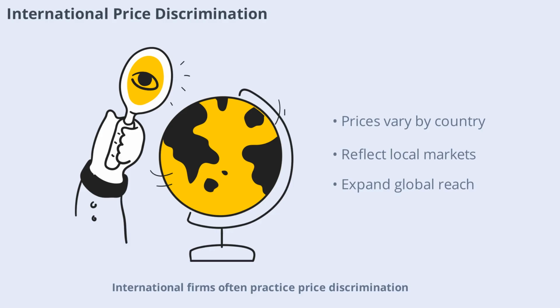International firms often practice price discrimination by charging different prices in different countries. This can reflect differences in income, taxes, or market conditions. For example, software or pharmaceuticals may cost less in developing countries than in developed ones. By adjusting prices globally, firms can expand their reach and increase profits.